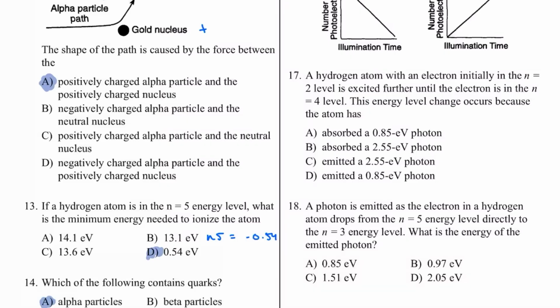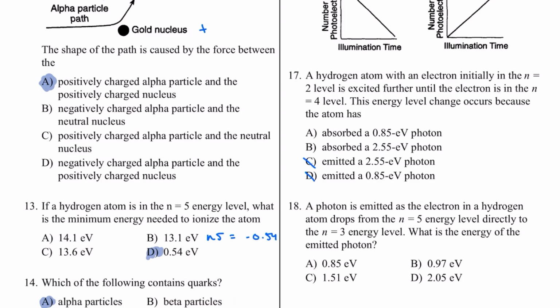17. A hydrogen atom with an electron initially in the n=2 level is excited further until the electron is in the n=4 level. This energy level change occurs because the atom has what? So the hydrogen atom is going from energy level 2 to 4. So it's going up in level, which means it's gaining energy, which means it's absorbing a photon. So we know that C and D are wrong because they say it's emitting photons.